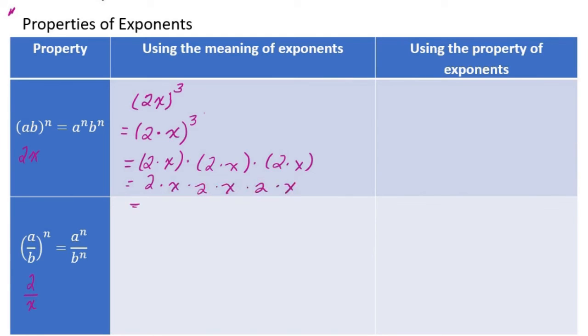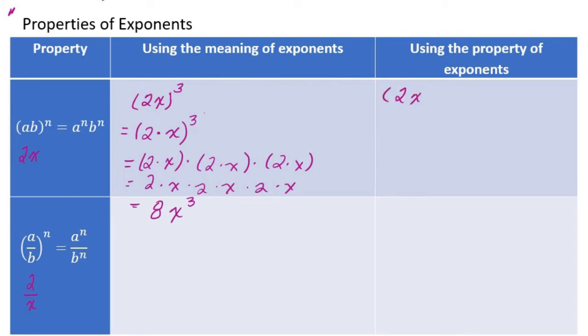And we could write that as 2 times 2 times 2 and x times x times x. The order that we multiply in is not important. And 2 times 2 times 2 is 8. And x times x times x we know is easier to write as x to the power of 3. So that's fairly long-winded. Here, using the property of exponents is usually much easier.